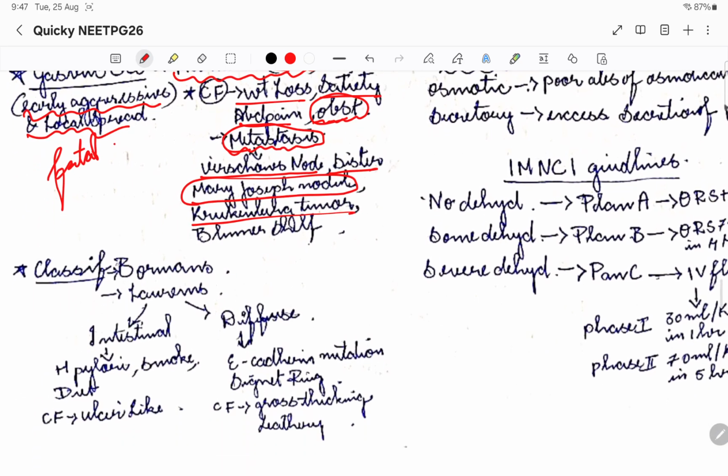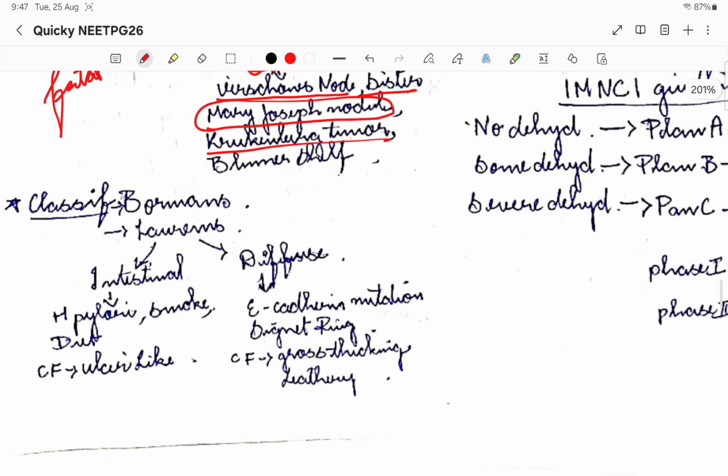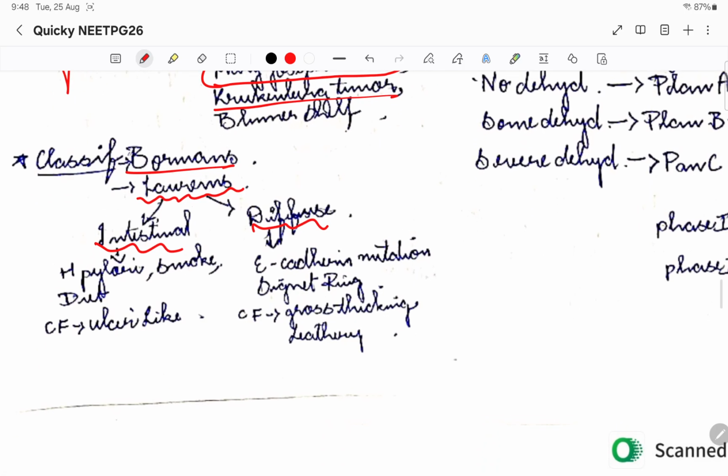There are many types of classification, but please remember Bormann's and Lauren's. In Lauren's classification there are two types, the intestinal type and the diffuse type. The intestinal type is caused by H. pylori, and increased smoking will lead to the intestinal type of gastric carcinoma, whereas it is the E-cadherin mutation which causes the diffuse type of carcinoma.